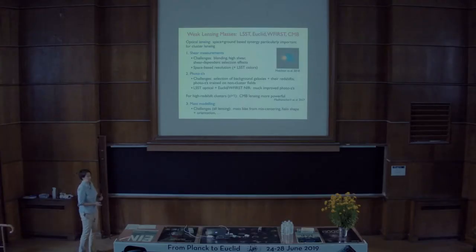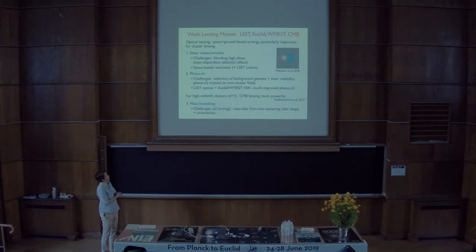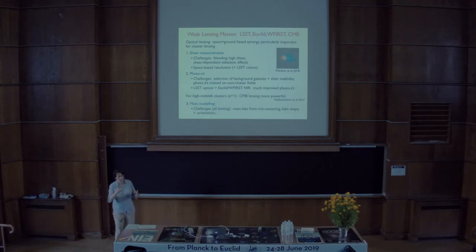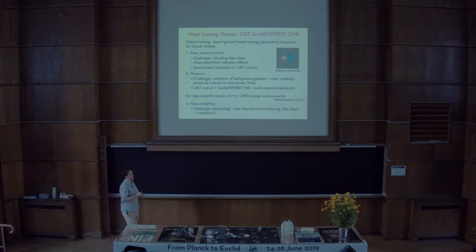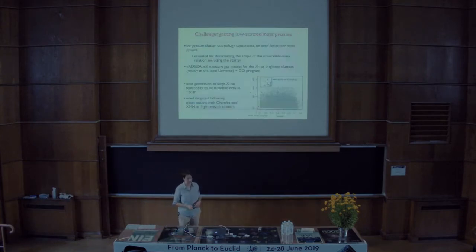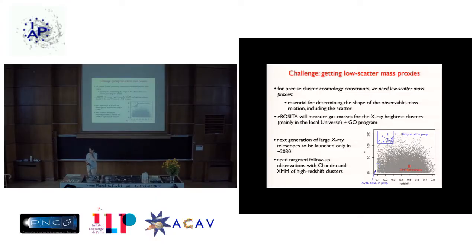Somewhere above redshift of 1, maybe 1.5, CMB lensing will actually be more powerful than optical lensing. Basically, in optical lensing, we're going to run out of galaxies. But also, we're approaching a z of 2, where CMB lensing is most effective. All of lensing, however, will have to put a lot more work in the mass modeling, that is measuring the mass bias due to not having the right cluster centers, our assumptions on the halo shape, whether it's NFW or not, triaxiality, et cetera. So weak lensing will be hard.